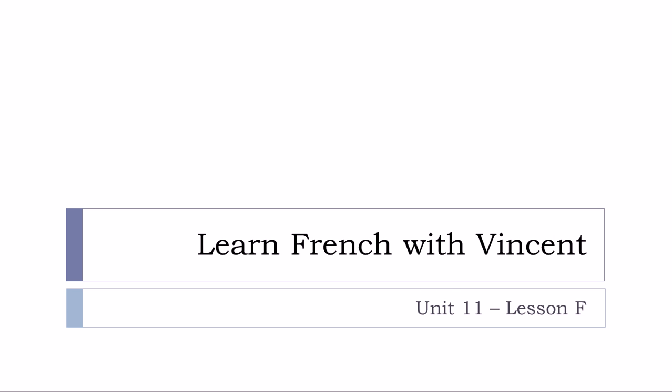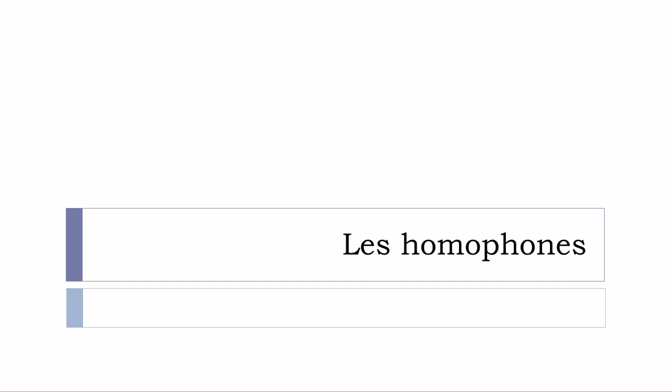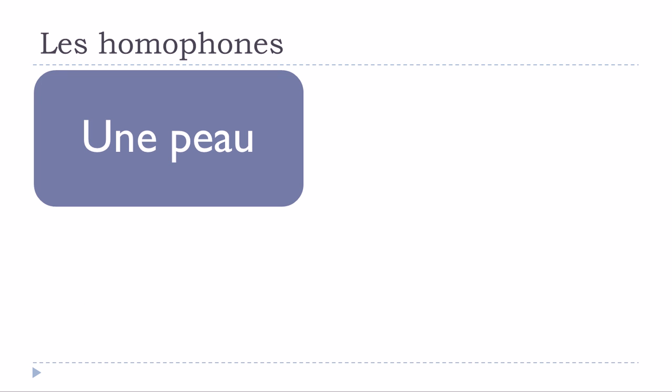Bonjour à tous and welcome to Learn French with Vincent. And this is Unité 11, Leçon F. And in this lesson, we'll finish our big thing with les homophones. So it's the fourth video covering this topic. Remember, les homophones, we're talking about words that are pronounced the same way but written differently. And of course, the meaning is different. Okay, so we'll see 10 of them in this video. So let's start with the first one.